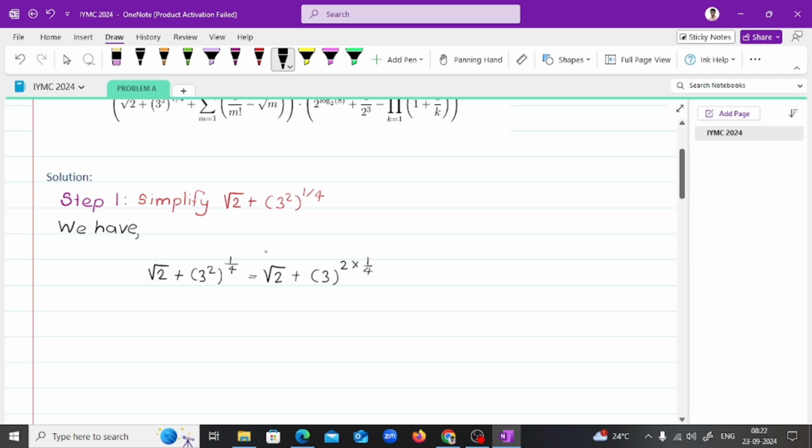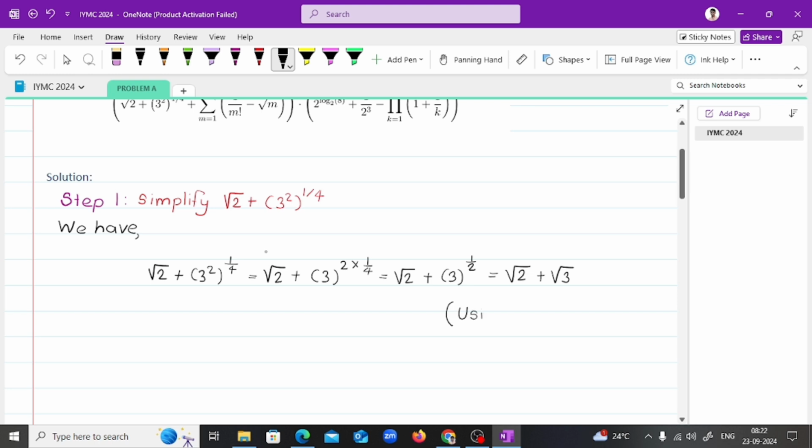We are able to do this because we know that (a raised to b) raised to c is nothing but a raised to b into c. So it will be equal to (√2 + 3) raised to 2 into 1 by 4, which is nothing but 1 upon 2, and we already know that any number raised to the power half is just the square root of that number, so it will be the square root of 3. So (√2 + 3) squared, whole bracket raised to 1 by 4, is nothing but √2 + √3.